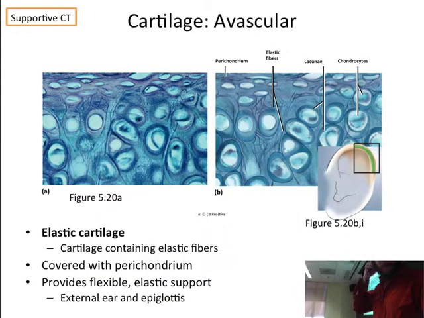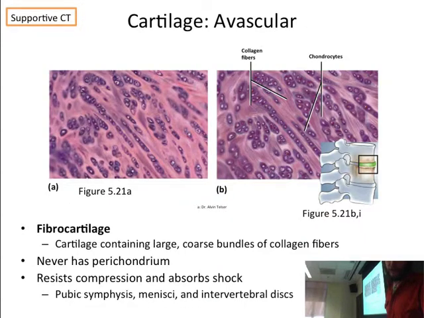All right. Elastic cartilage looks quite different than hyaline cartilage to me. Less matrix in here, many more lacuna, much more flexible and elastic, so that your nose, the pinna of your ear, your epiglottis, these are pieces of elastic cartilage.